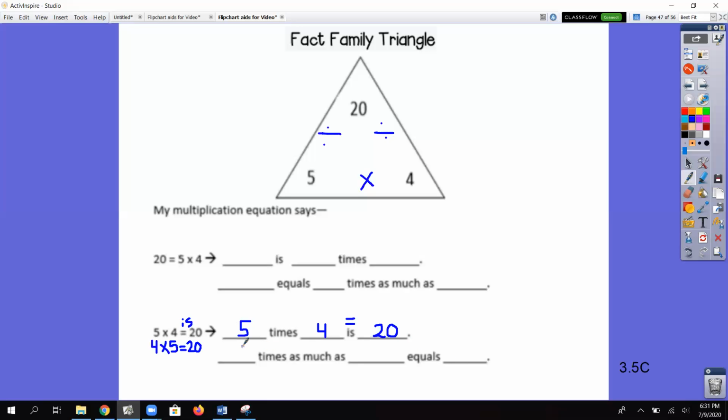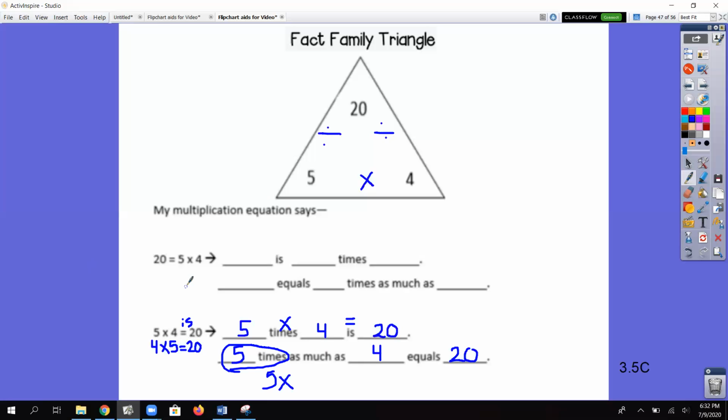We can also say 5 times as much as 4 equals 20, or 4 times as much as 5 equals 20. If you write the word 5 times, that's the same as writing it like this. When it's written in words, times just means your multiplication symbol.